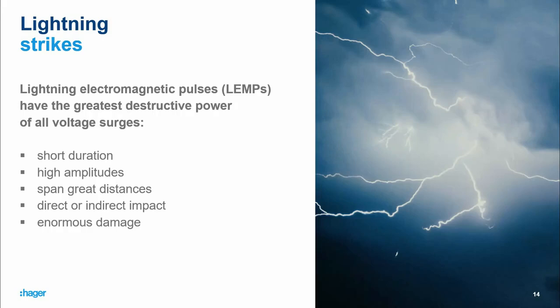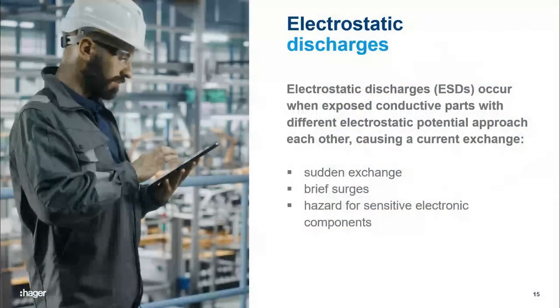Now, let's go on and see the causes of such transient overvoltages and surges. The first cause, as we all know, lightning strikes. They have the greatest destruction power in them. They are of short duration and high amplitudes. They might have direct or indirect impacts. I would then go on with the second cause, electrostatic discharges. This can be caused by galvanic, inductive, or capacitive coupling due to the magnetic and electrical fields when exposed to conductive parts. They are not as hazardous as lightning, but they also bring with them small surges.